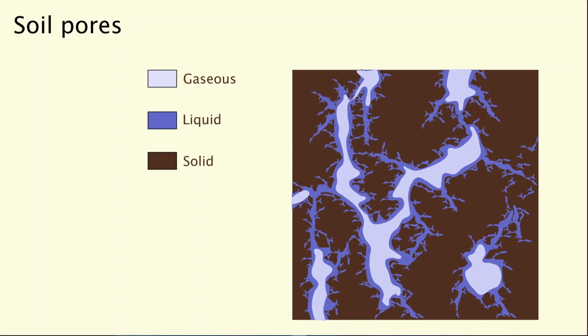It consists of three different phases. It consists of a solid phase, the soil particles or aggregates, a liquid phase, the soil water, and a gaseous phase, the soil air. The soil pores are essential for many important properties of the soil. They determine how well a soil can absorb and drain rainwater, how well it can store water and release it to plants when needed, and how well it allows air to penetrate the pores.